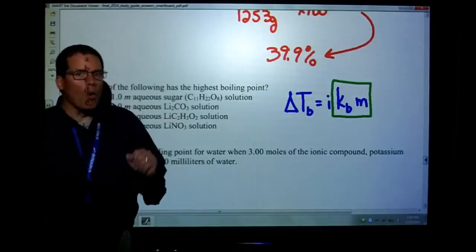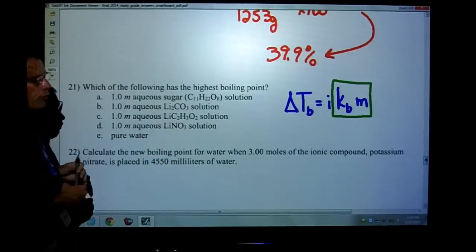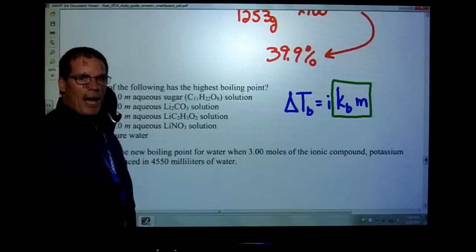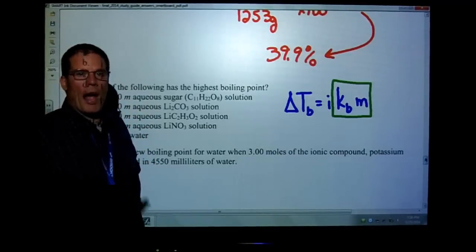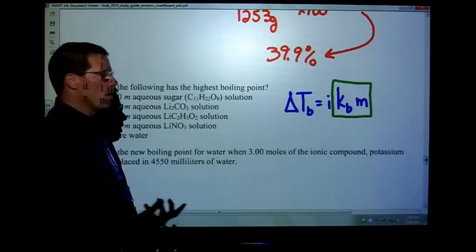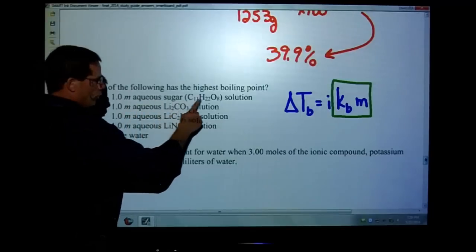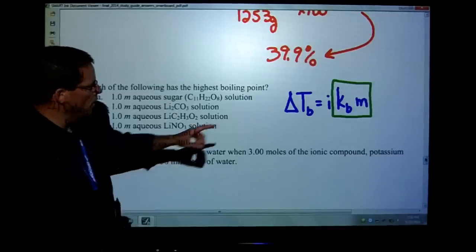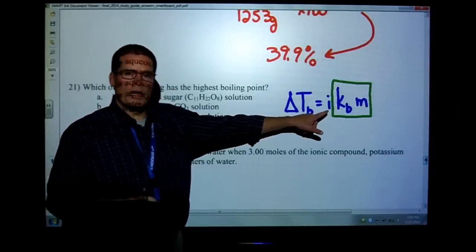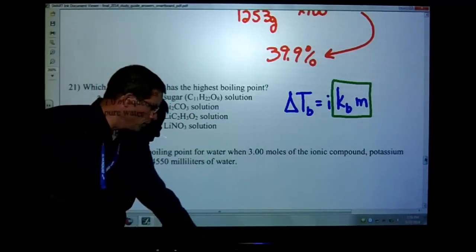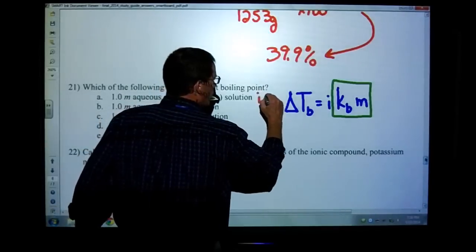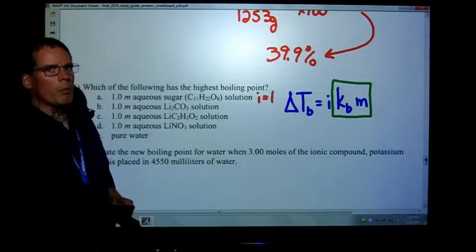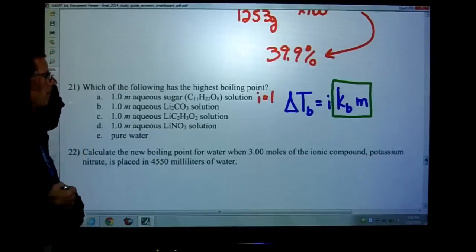Recall that only ionic solutions will dissociate or break apart into smaller particles. It's not the size of the molecule, it's how many particles it can dissociate into. So if you have this sugar that has carbon, hydrogen, and oxygen in it, if I look at the value for i, what would that value be equal to? Hopefully you're saying that i, in this case, is equal to 1. So that one's probably not going to be our winner here.